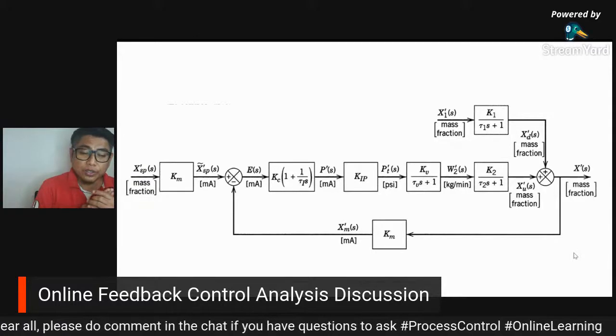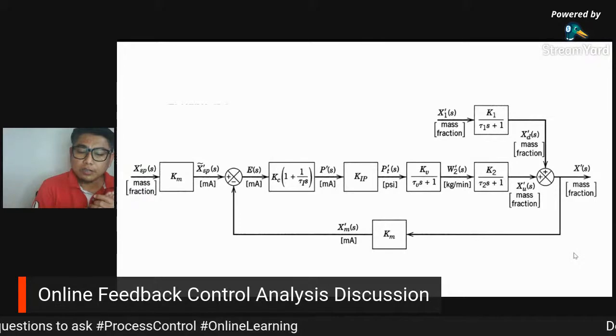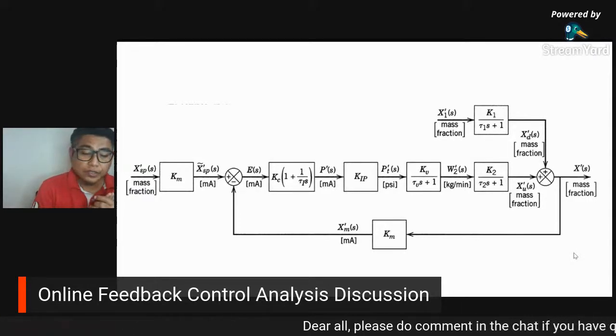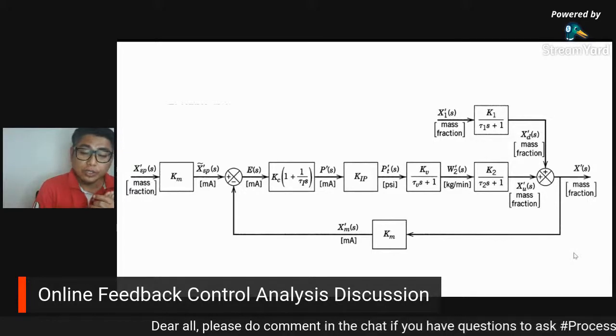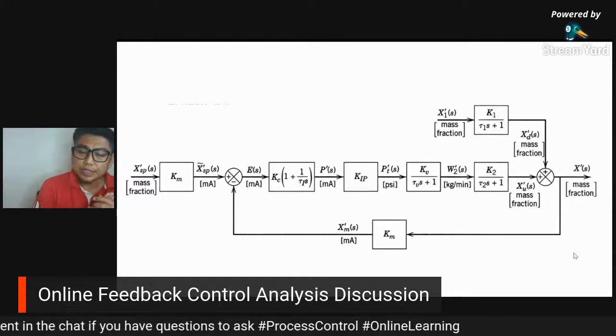It's very difficult for you if you cannot come up with the simplified transfer function equation, because stability analysis requires you to have it in terms of polynomials.